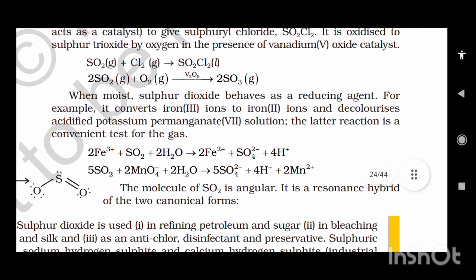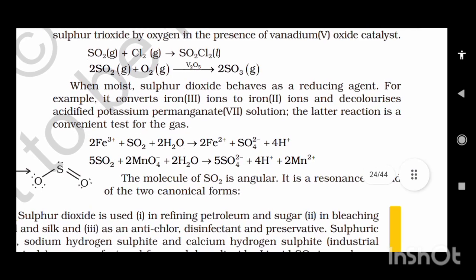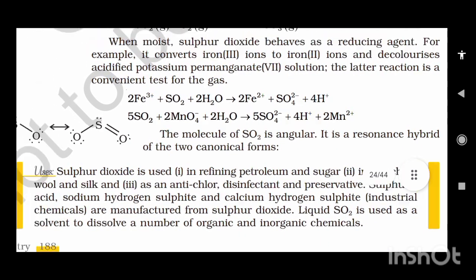When moist, sulfur dioxide behaves as a reducing agent. For example, it converts iron(III) into iron(II) ions and decolorizes acidified potassium permanganate solution. The latter reaction is a convenient test for the gas.